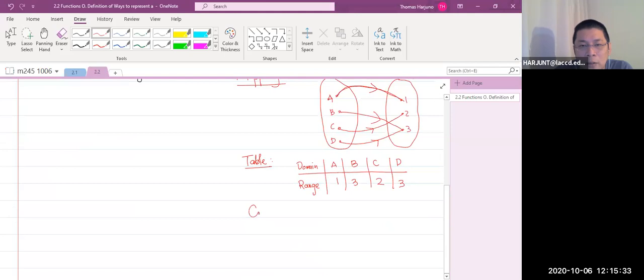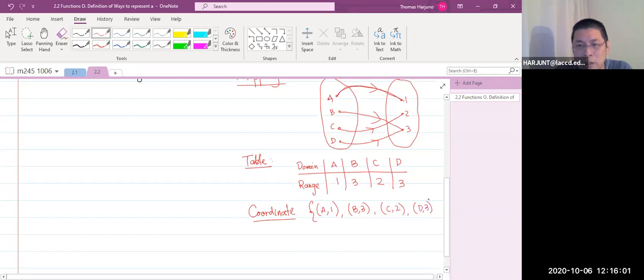Coordinate method: you write it as a coordinate where the x component is the element in the domain, and the y component is the element in the range it corresponds to. So A goes to 1, B goes to 3, C goes to 2, D goes to 3.